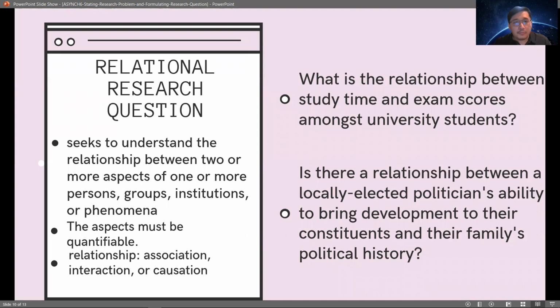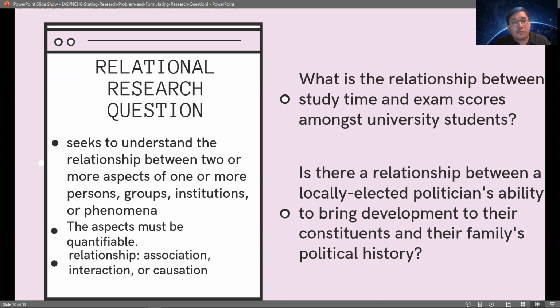And the last one, we have here the relational research question, from the root word relation or relations. This kind of question seeks to understand the relationship between two or more aspects of one or more persons, groups, institutions, or phenomena. So for this kind of research question, what we are looking for is relations between the two variables in your study.